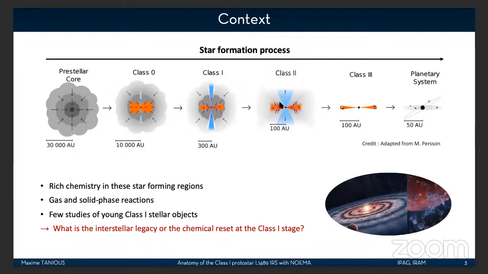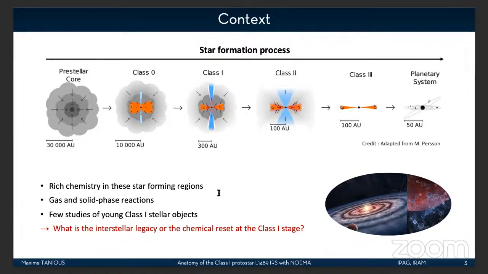So I remind you here, quickly, the star formation process of low-mass stars, that is starting with the collapse of a prestellar core. And due to the conservation of angular momentum, a disk is formed around the newborn star. And this is embedded in gas envelopes, which fade away with time. And this disk may eventually form a planetary system. And we know that there is a rich chemistry in the star-forming region, where both gas and solid phase reactions happen.